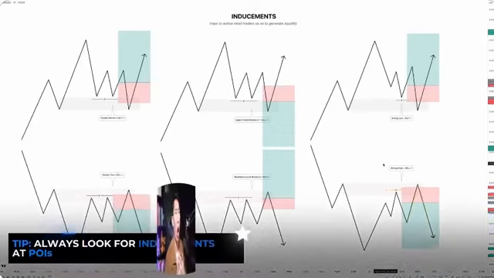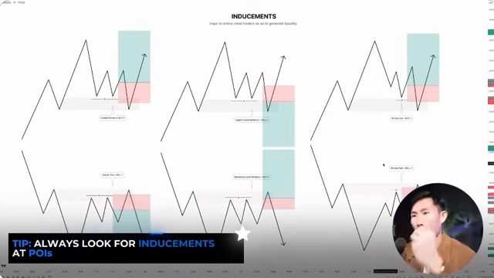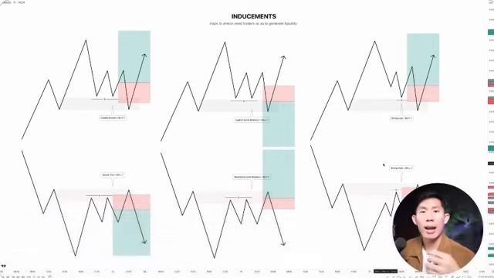So my tip is always look out for inducements when price is approaching a point of interest, like an order block, a supply and demand zone, or a flip zone, or even a sweep zone, right?